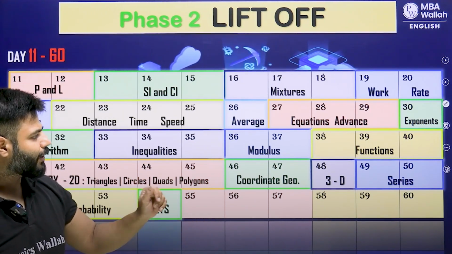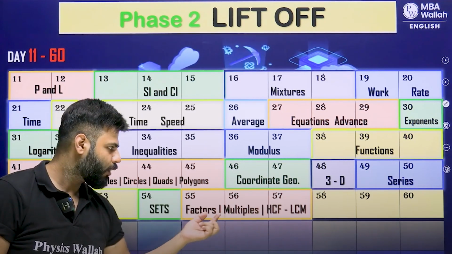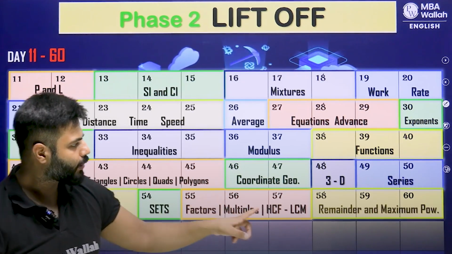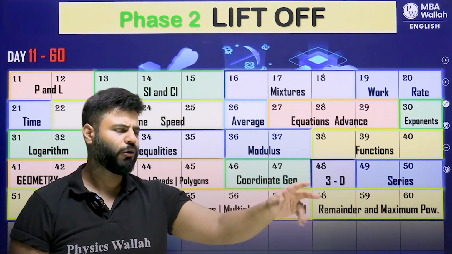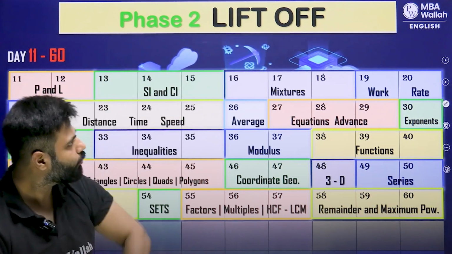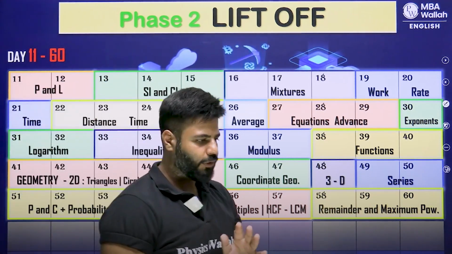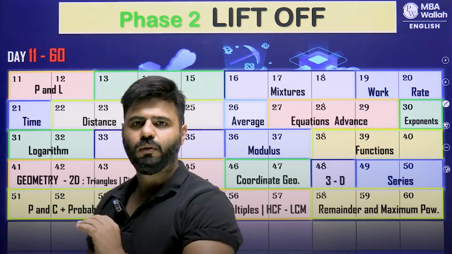And then the final thing, that's number system. First 3 days, factors, multiples, HCF, LCM, they are all connected. And then the next 3 days on remainders and maximum power, where you will automatically get to see Euler's theorem, unit digit theorem, all in this. And by that you finish up your course. Now these 50 days you took and you finished up your entire syllabus, right?